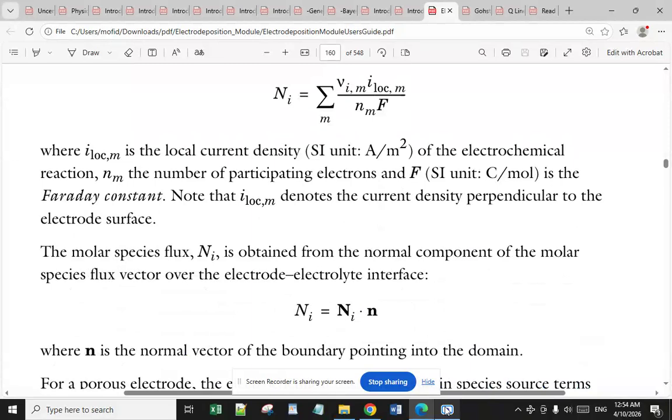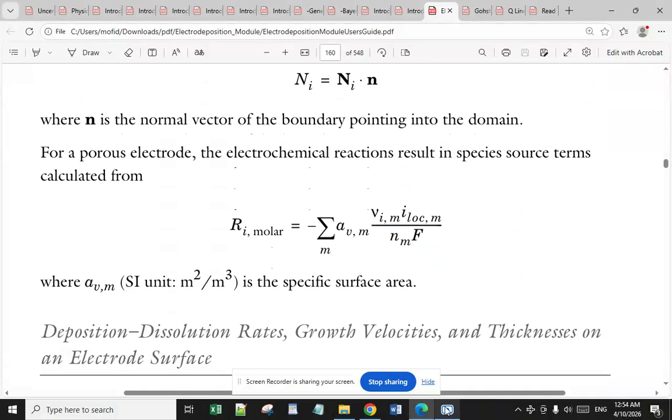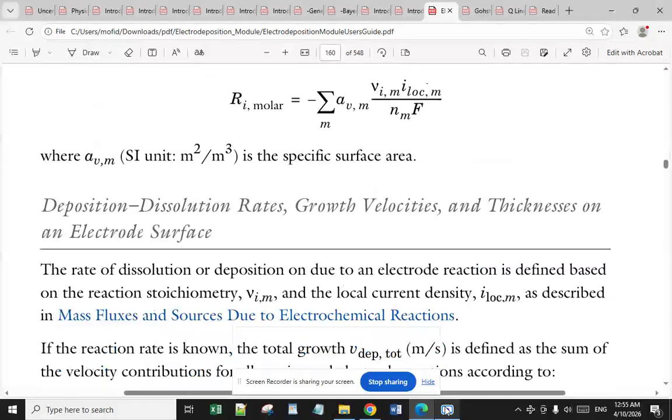The molar species flux N_i is obtained from the normal component of the molar species flux vector over the electrode-electrolyte interface. N_i is equal to N_i multiplied by n, where n is the normal vector of the boundary pointing into the domain for a porous electrode. The electrochemical reactions result in species source terms calculated from R_i,m equal to minus sigma m of v_i,m i_local,m divided by n_m F, where a_v, with SI unit square meter per cubic meter, is the specific surface area.